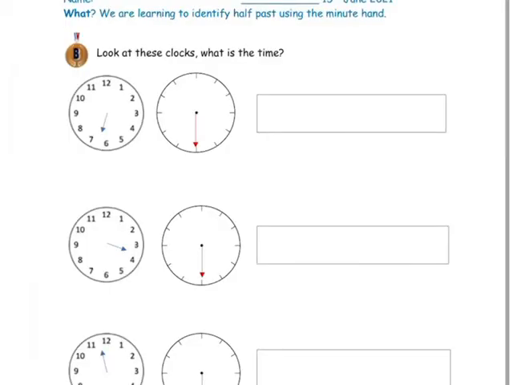Here is what your worksheet will look like today. So the what is we are learning to identify half past using the minute hand. I want you all to start with the bronze challenge and work your way through at your own pace. Looking at bronze, you need to look at these clocks and identify what the time is.